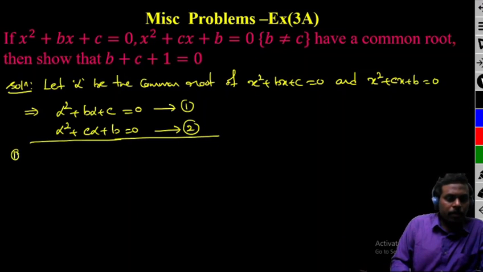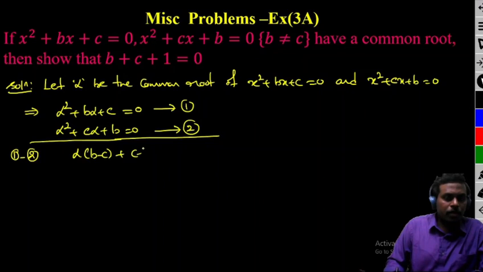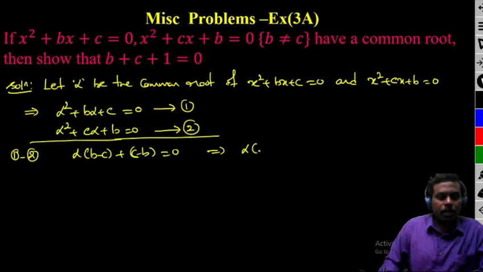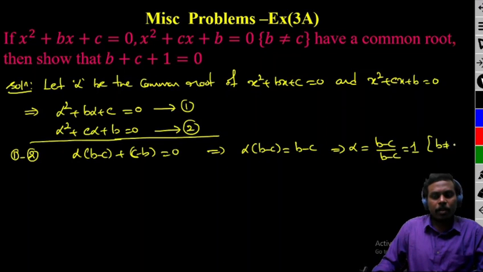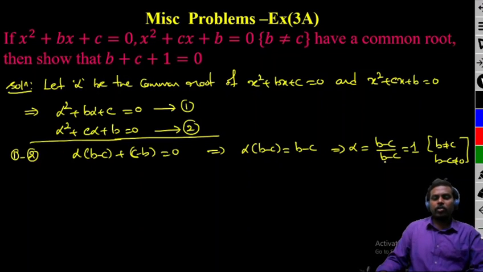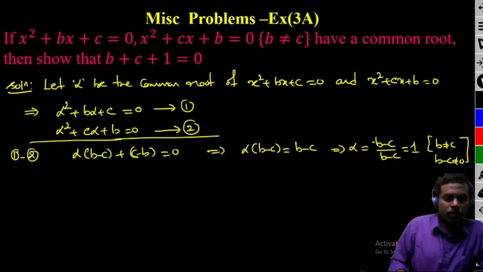Now if I subtract equation 2 from equation 1, what do I get is alpha into b minus c plus c minus b is equal to 0, implies alpha into b minus c is equal to b minus c, implies alpha is equal to b minus c by b minus c, that is equal to 1. Of course, here b not equal to c, so b minus c is not equal to 0, because we are writing b minus c in the denominator. We have to ensure that b minus c is not equal to 0.